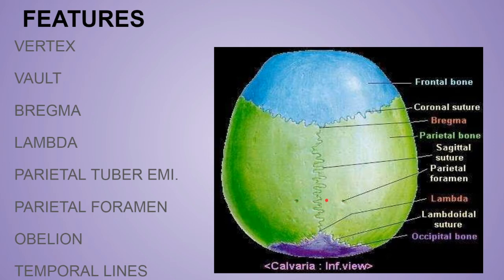Now next is the obelion. Obelion is, we can see, the point on the sagittal suture somewhere over here. A point on the sagittal suture between the two parietal foramens is known as the obelion. It will be present somewhere over here, meaning in between these two foramens there will be the obelion.